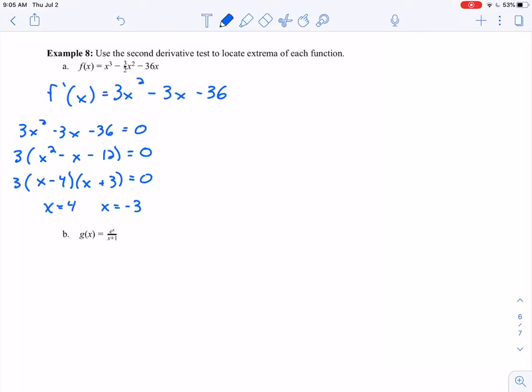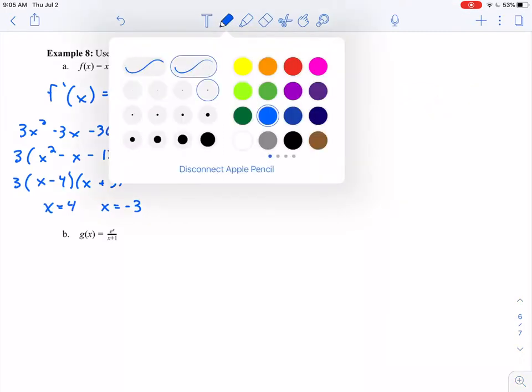So if I was doing the first derivative test, now would be the point in time where I'd say, okay, let's go construct our number line. Here's negative 3, here's 4. Let's plug some numbers in. But I don't want to do the first derivative test. I want to do the second derivative test.